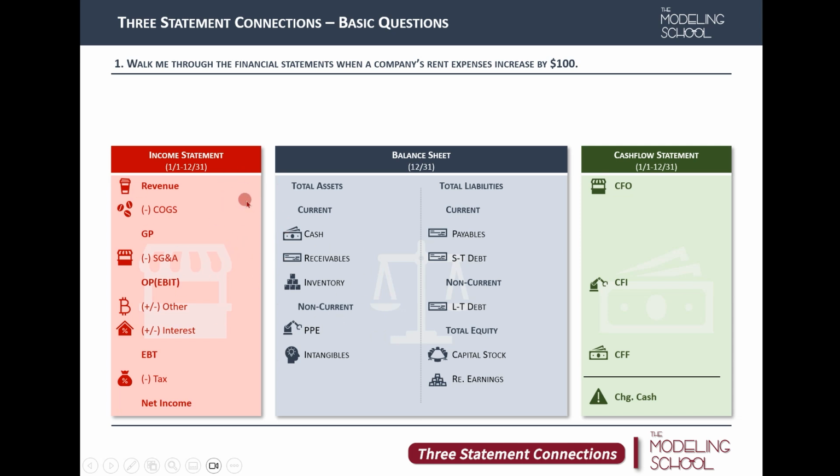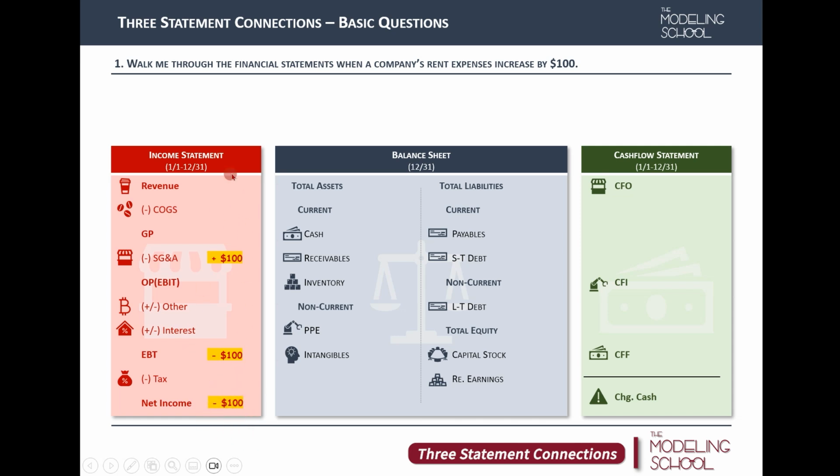So we always start from the income statement, and it clearly states that a company's rent expenses increased by 100. So in the income statement, it is recognized as expense. Rent expenses are usually selling, general, and administration expenses. So $100 will be recognized as operating expense. This, as a result, will decrease earnings before taxes, and because we have no tax assumed, net income as a result is going to be down by 100.